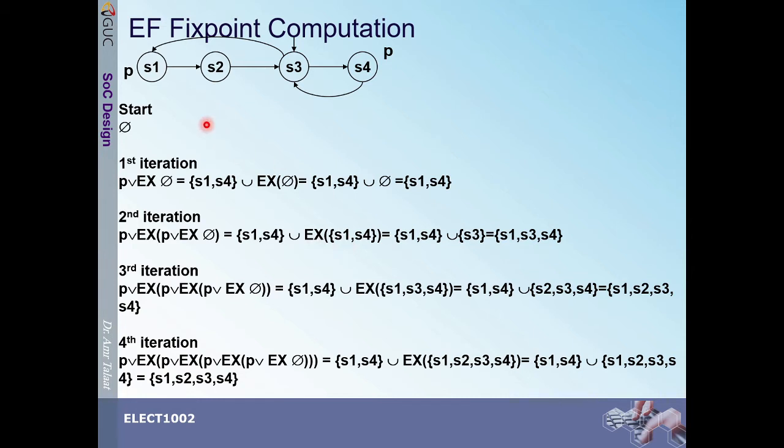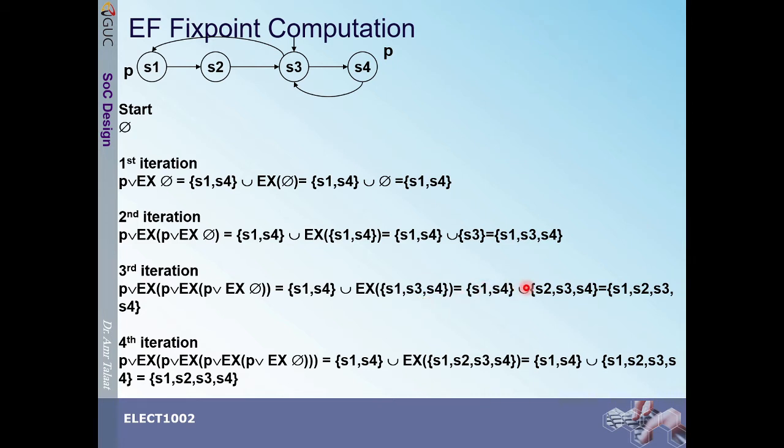EX of S1. Who is going to lead me to S1? It's S3. Nothing but S3, so I write S3. Who is going to lead me to S4? Still S3. So it's union S3. So S1, S3, S4 is the new set I'm going to substitute in the next iteration. So I'm taking this and substituting it: S1, S4 union EX of S1, S3, S4.